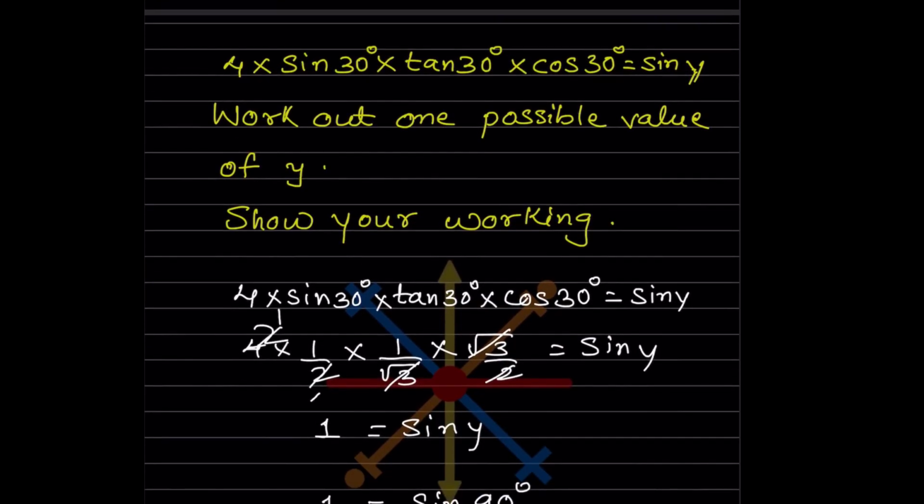So now let us see here: 4 sin 30 into tan 30 into cos 30 is sin y. Work out one possible value of y, and you have to show your working. So this question is written over here.